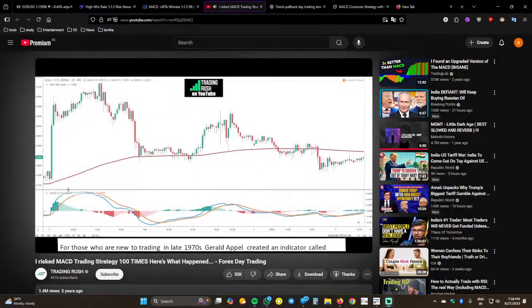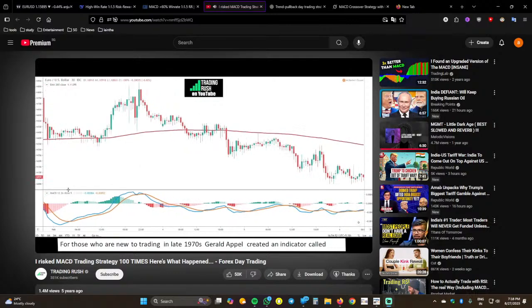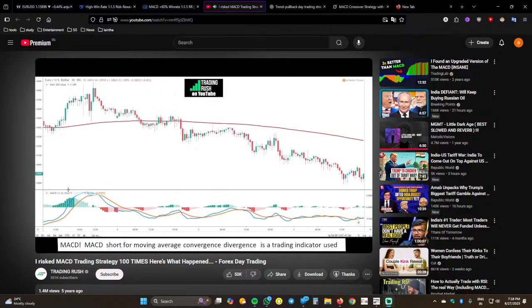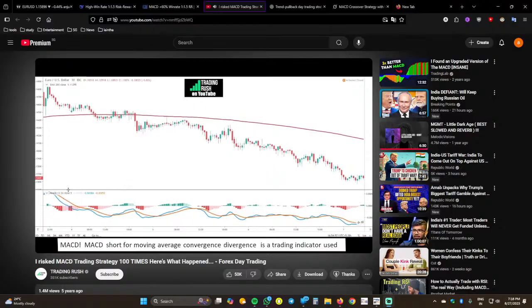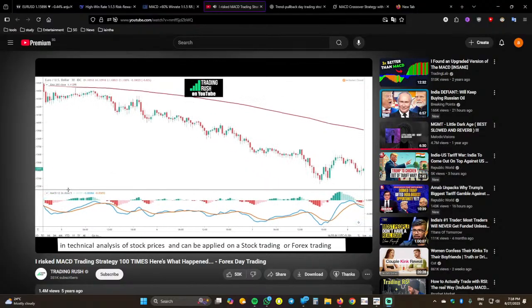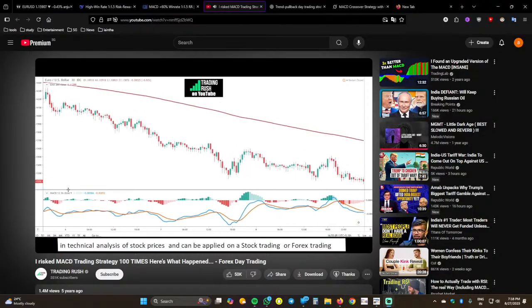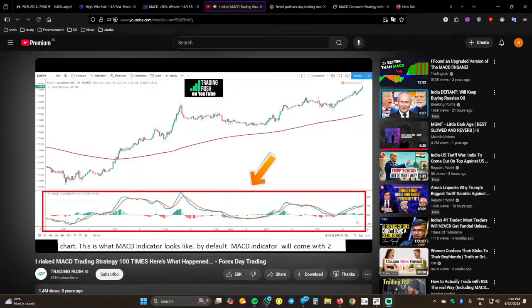For those who are new to trading, in late 1970s, Gerald Appel created an indicator called MACD. MACD, short for Moving Average Convergence Divergence, is a trading indicator used in technical analysis of stock prices, and can be applied on a stock trading or forex trading chart. This is what MACD indicator looks like.